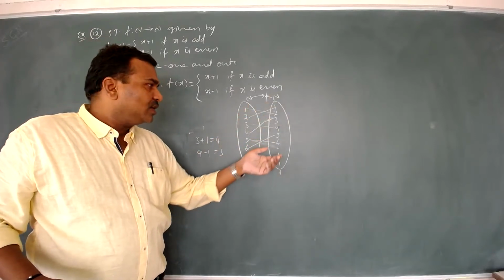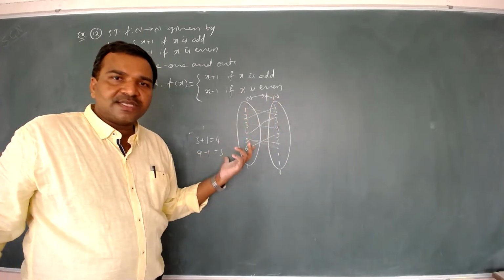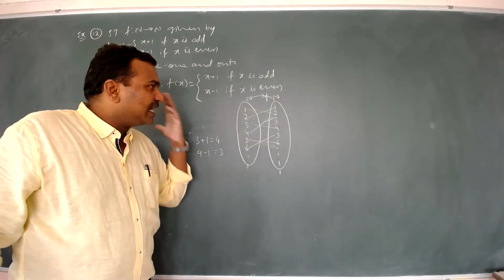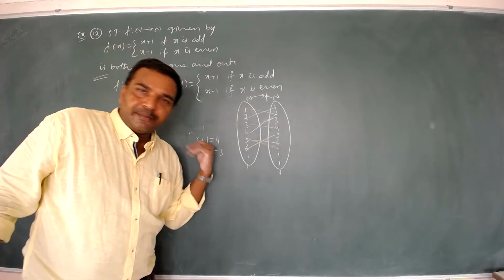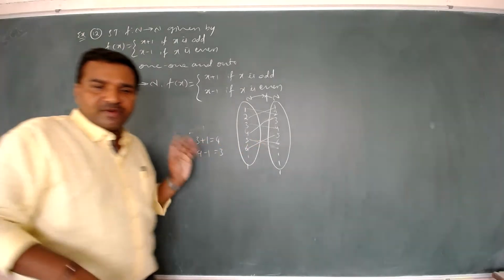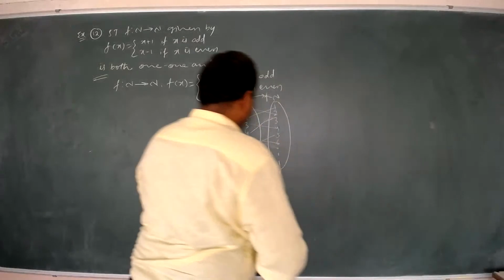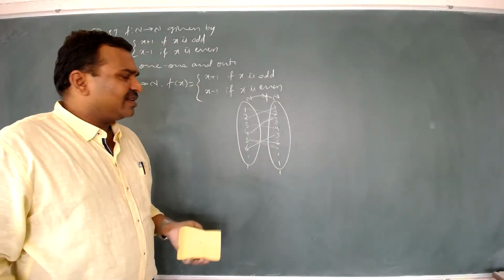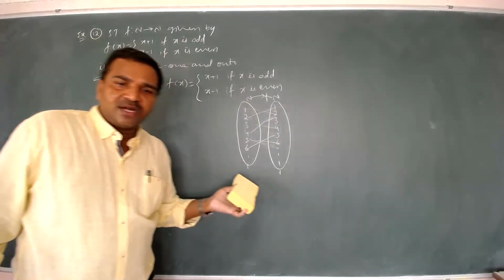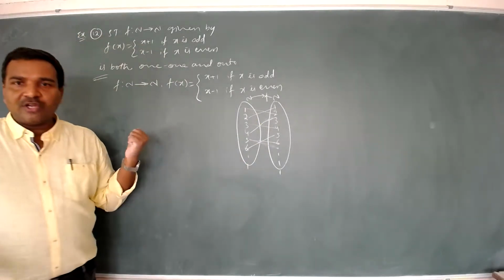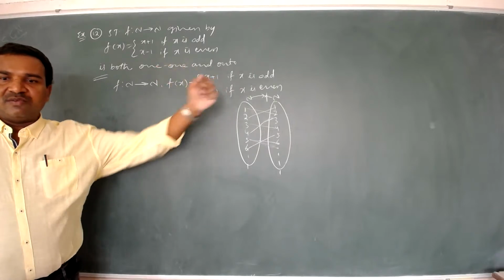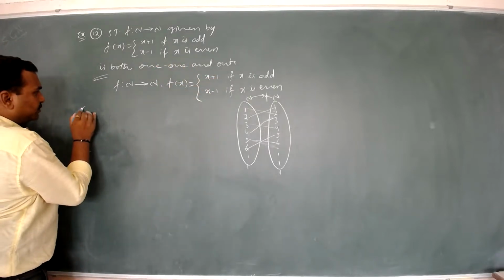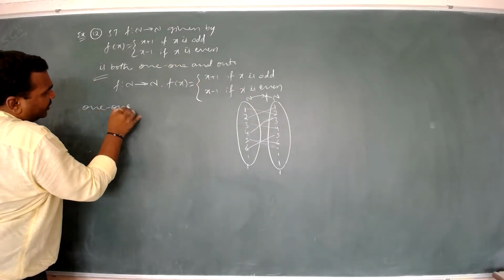So clearly different elements have different images. So it is 1-1. So codomain equal to range. It is onto. Correct? So we could explain by taking a diagram, but how we have to do it procedurally is important. Graphically, diagrammatically, we can say it is both 1-1 and onto, but I have to follow the process for solving this one. 1-1.